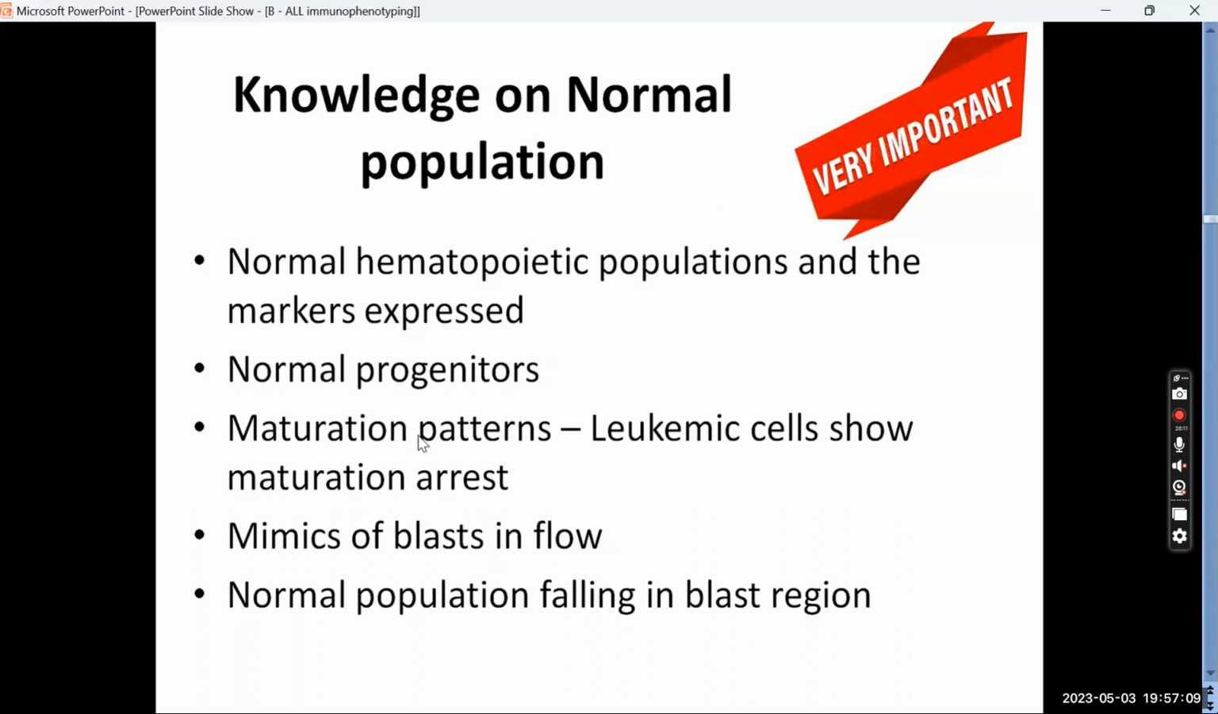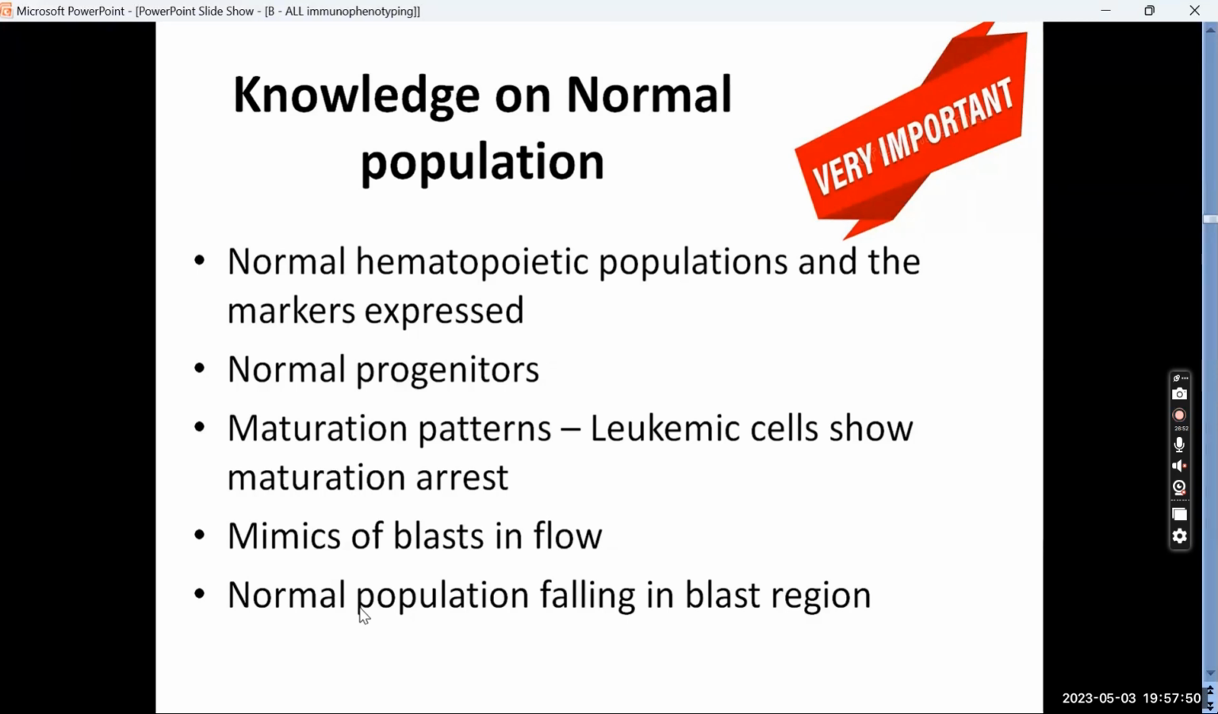You should know maturation patterns, that is, how normal maturation happens. And you all know that in leukemic cells, especially in acute leukemia, there will be a maturation arrest. You don't find that beautiful maturation pattern from immature to mature cells in leukemias. So this is very important. And you should know what the mimics of blasts are in flow. Hematogones are a mimic of blasts in morphology as well as in flow. And there are also some other populations which will mimic blasts. You should know the mimics of blasts so that you don't give a false positive diagnosis. And you should also know normal populations falling in the blast region.